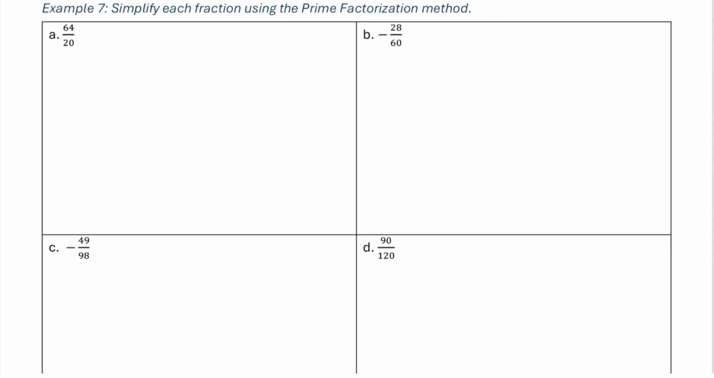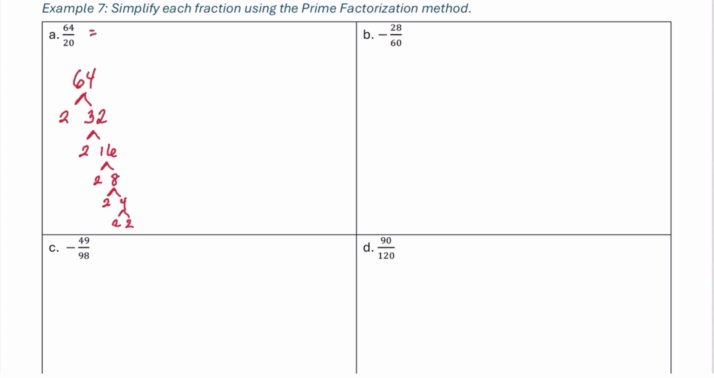In example 7, we're going to use prime factorization. To help us with this, let's find the factor tree for each of these numbers. Let's start with 64. The smallest prime factor of 64 is 2. 2 will divide into 64 32 times. And then we'll break apart 32: 2 times 16. Then we'll break apart 16: 2 times 8. And 8 will become 2 times 4, which is 2 times 2.